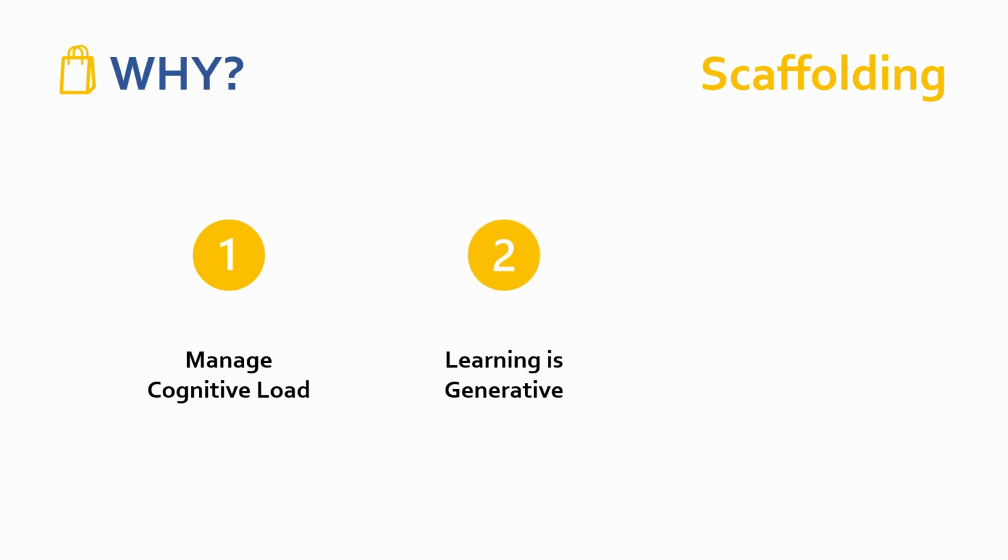Second, because of the way the working memory relies on long-term memory, learning is what is known as generative. That is, the more stored away in long-term memory schemas, the more links there are for new information to connect with. So in practice, this means we start slowly and get faster.